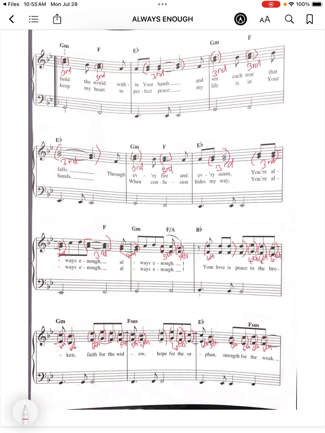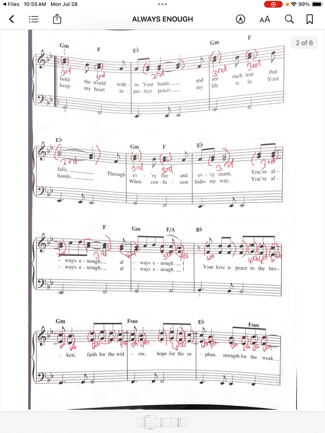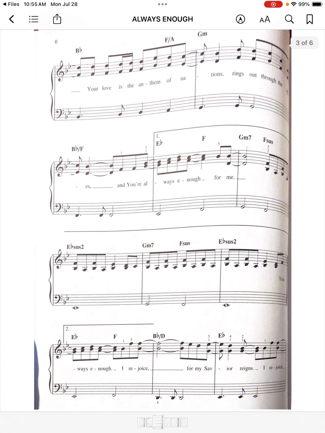I'll make sure I don't miss any chords on the first 2 pages before I go on. Okay, nope. I missed a chord on this one. Nor did I miss it on the second, so I'm going on to the 3rd page.